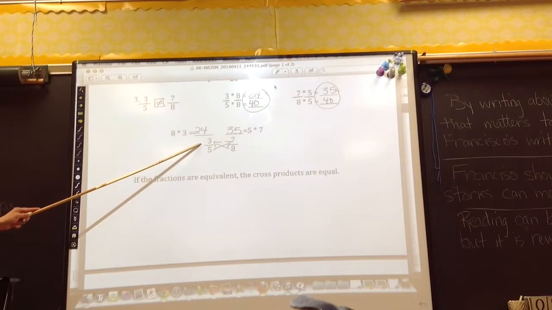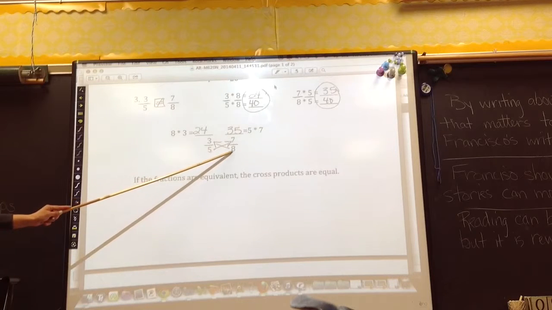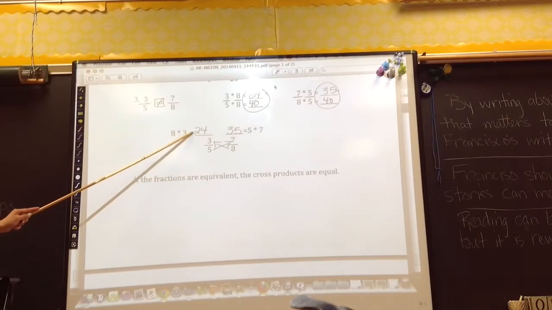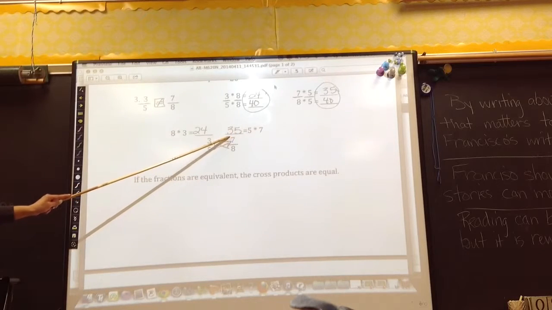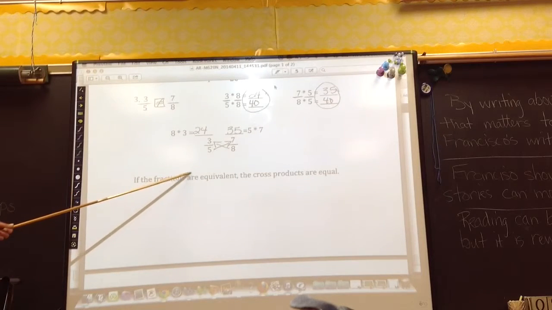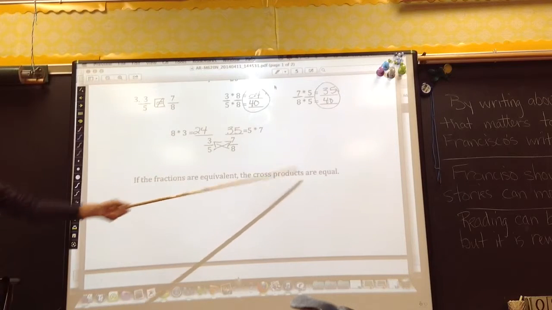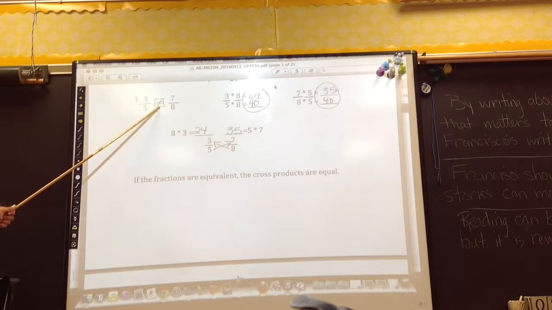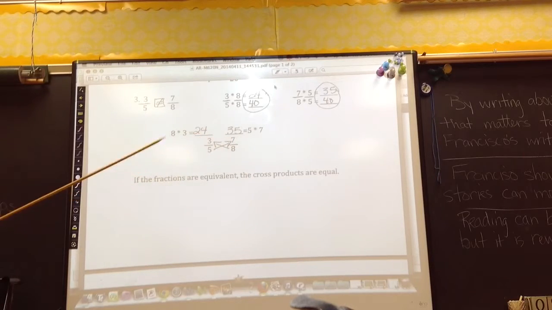Again, I'm going to take the fractions 3/5 and 7/8, and I'm going to cross multiply. 8 times 3 equals 24. 5 times 7 equals 35. 24 and 35 are not equal. If the fractions are equivalent, the cross products are equal. So here they are not equivalent, and you can see that the cross products are not equal.